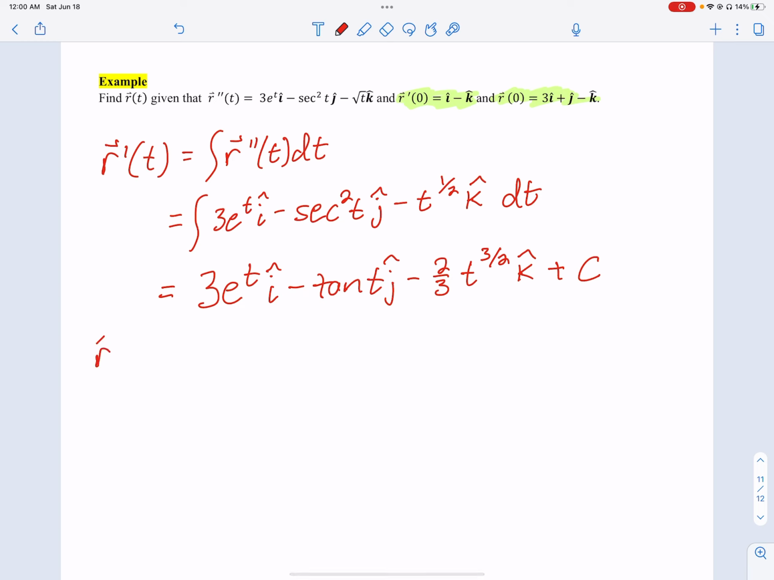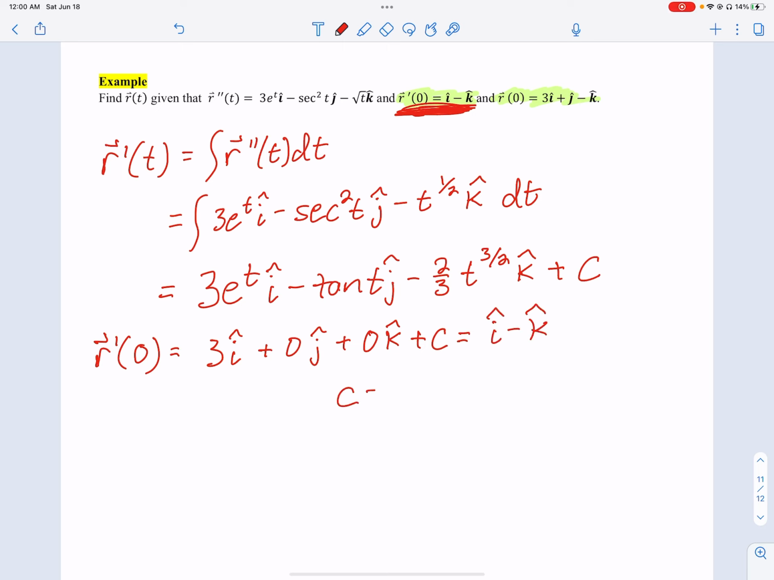Now, I use this initial condition, r prime of 0 is going to be here. So I plug in 0 to my function that's on the screen. I get 3i. Tangent of 0, that's sine over cosine if you want to think about it that way, it's a 0. So 0j plus, that's a 0k, plus c, and it's going to be i minus k. Well, the only thing to happen here is to minus 3i, so that lends me to negative 2i minus k.